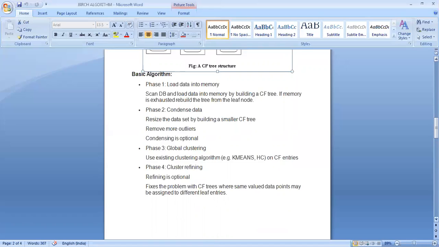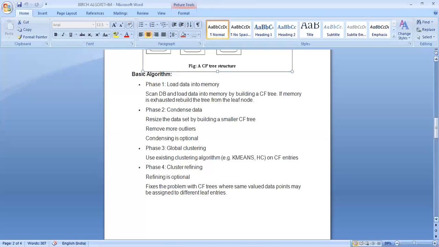After that comes the second phase, in which we condense our data. In it, we check whether our data set has some outliers, and if so, we remove them, and by this our data size reduces, right? Or we may say that it is condensed. This is an optional phase. In this phase, we remove the outliers. This is called the condensed phase, and it is the optional one.